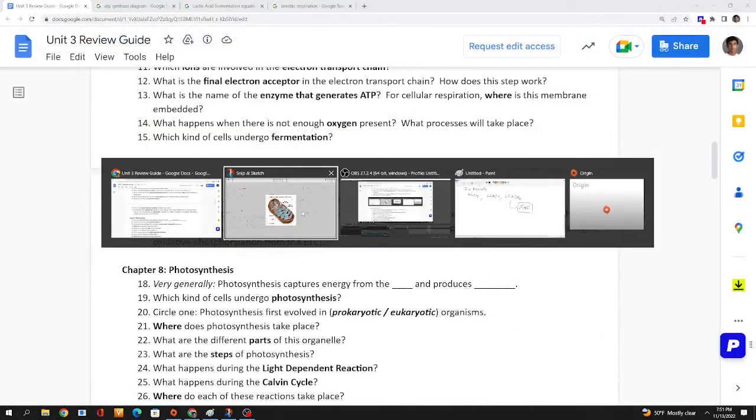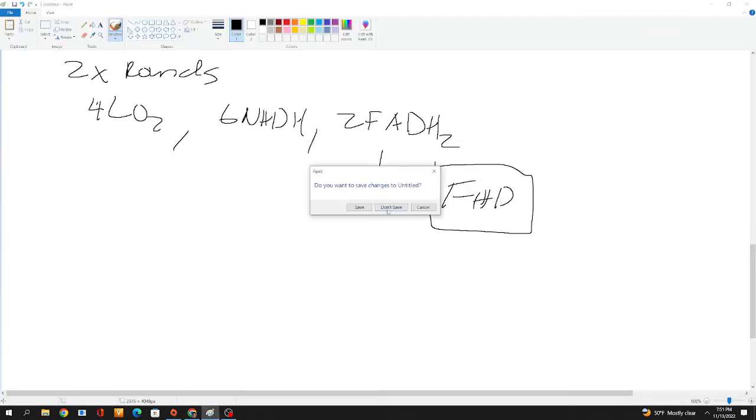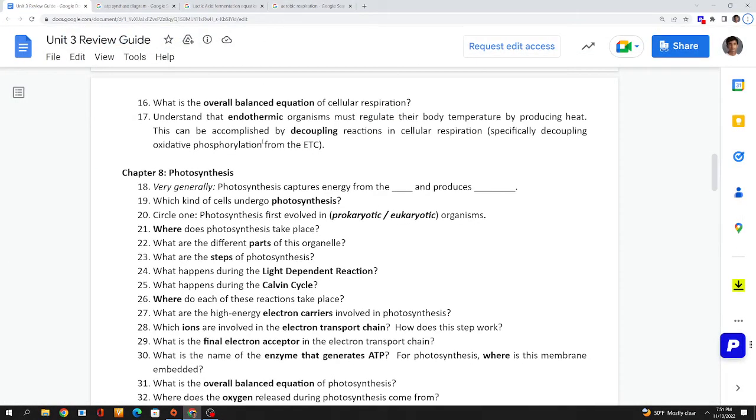And photosynthesis is not that tricky. It's almost the same process, but basically in reverse. So very generally, photosynthesis captures energy from the sun and produces sugar. Okay, but you have to go way more specific to understand this.